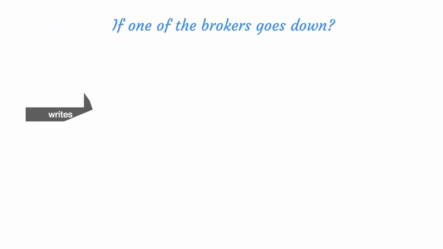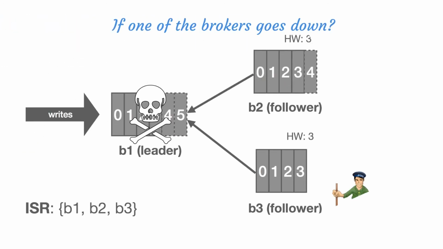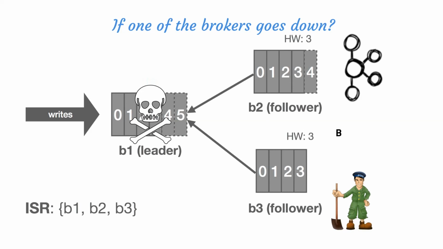Now here's an example of what happens if one of the brokers goes down. In this case, our leader broker goes down. All brokers are in sync. So the leader broker goes down. The follower broker takes responsibility of the leader and becomes the leader. And all new messages go through this broker. When the ex-leader broker arrives back, it takes responsibility from the new leader and becomes the leader again.